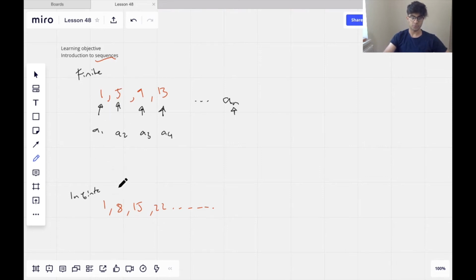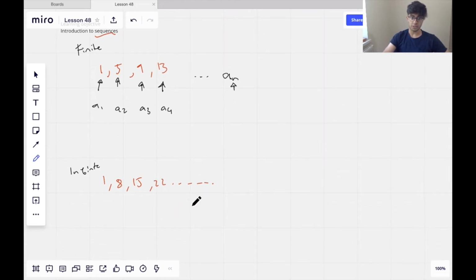So in an infinite series, if I was to say what's a subscript n, well, that'd just be the nth term. That's all this is saying. This means the nth term in the sequence.